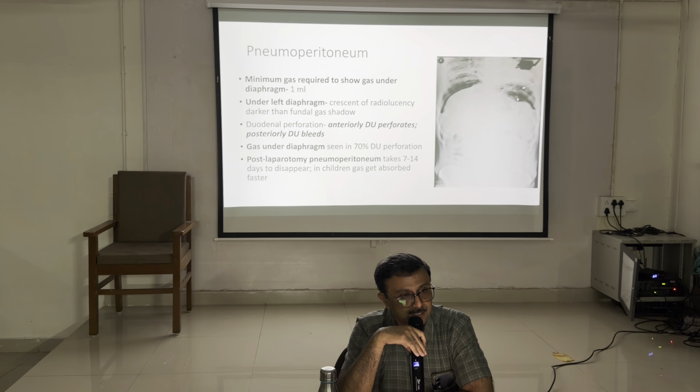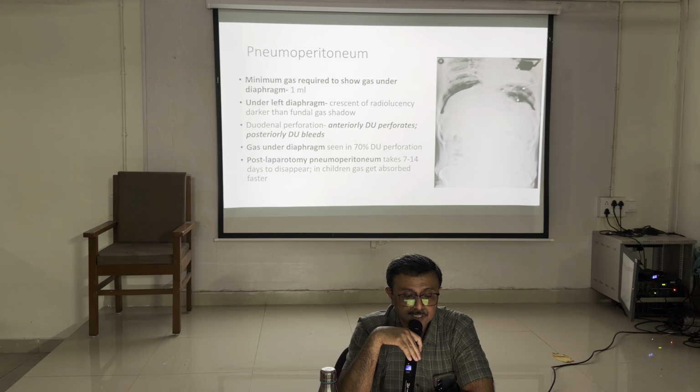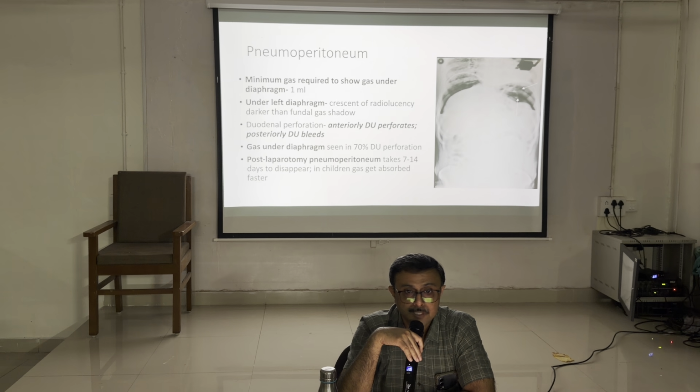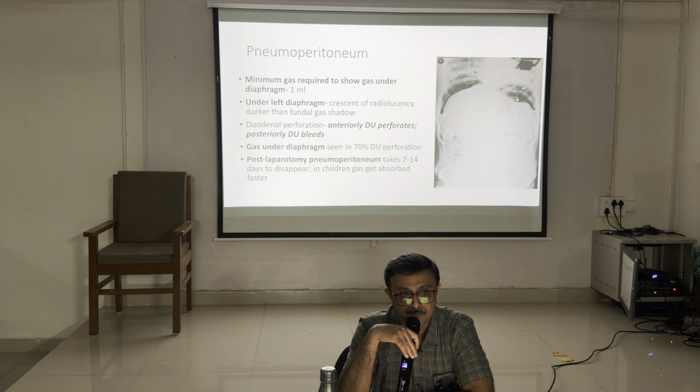Ligament of Reis. What is the differentiation? Gas under the diaphragm is seen in 70% of duodenal ulcer perforation. It is not 100%. It is a peptic perforation, but that doesn't mean free gas should be there. Absence of free gas doesn't rule out peptic perforation. Okay? Clinical symptoms are important.